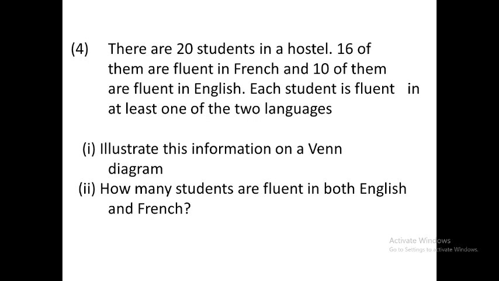Good. And so we have the universal set to be 20 because that is the total number of students in the hostel. And then we are told 16 of them are fluent in French, and so we put F 16. And then 10 of them are fluent in English language, and so E, which represents English, 10. And the intersection, because adding 16 to 10 becomes 26, which exceeds the universal set, indirectly telling us that there are some students that are fluent in both English and French.